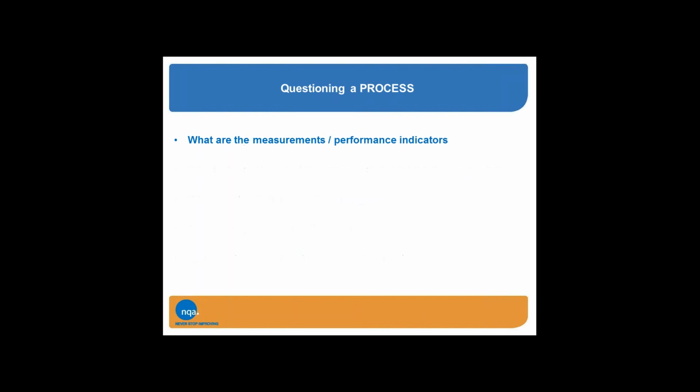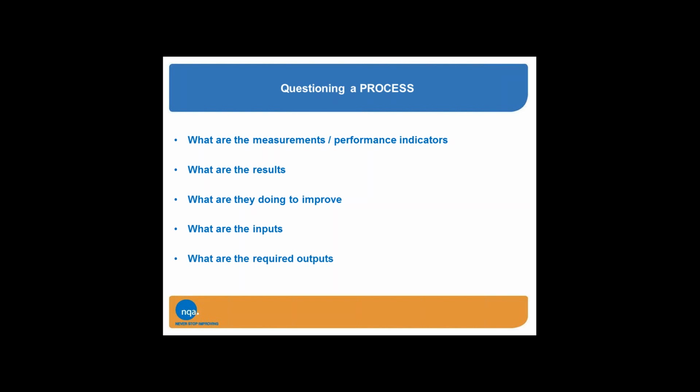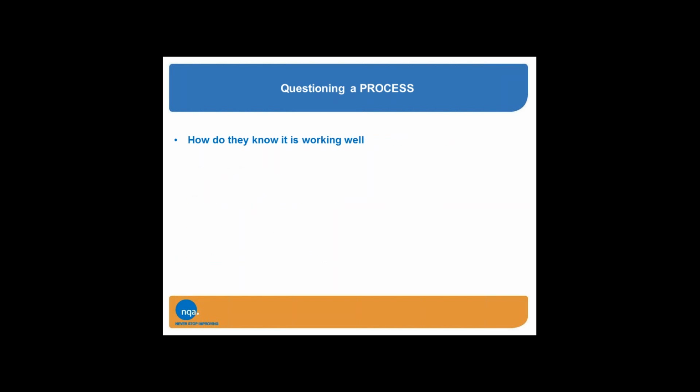What are the measurements or performance indicators? What are the results that are being achieved? What is being done to improve the process? What are the inputs to the process? And what are the required outputs? How do they know it's working well? Record details to various process categories. Now we'll come back to this particular point later on in the presentation.